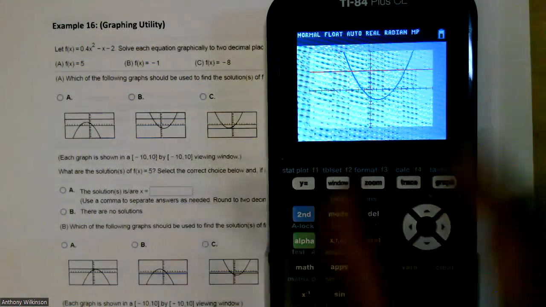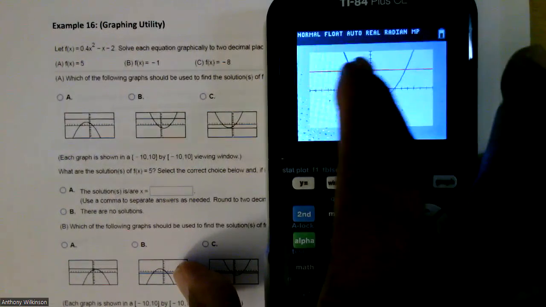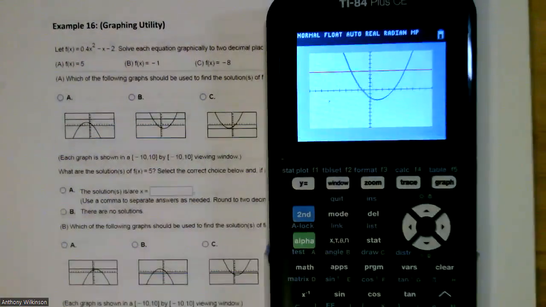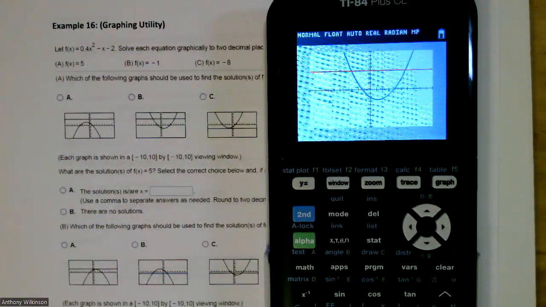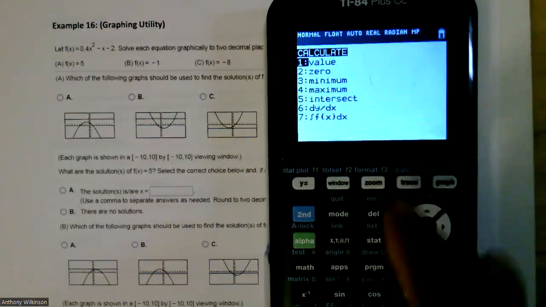Now you're going to see 2 different lines here. Well, actually, the curve and then the line itself. And it's intersecting at 2 different places. Okay, as you can see. So now we want to find those places where they intersect. So to do that, we're going to do second and trace.